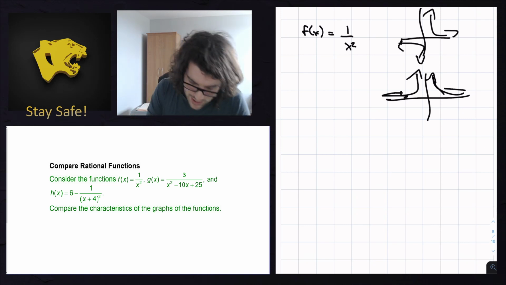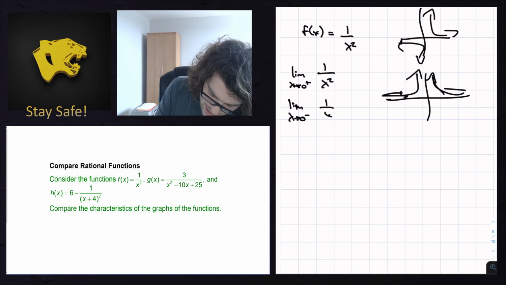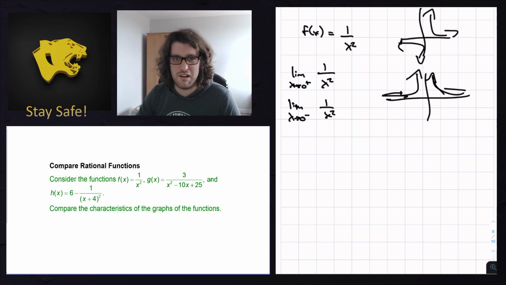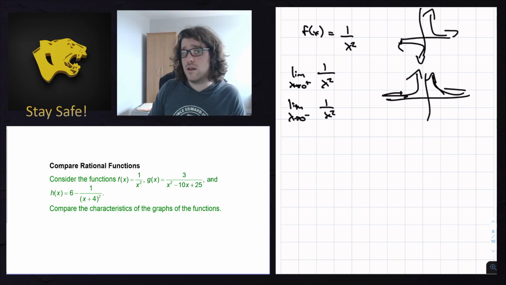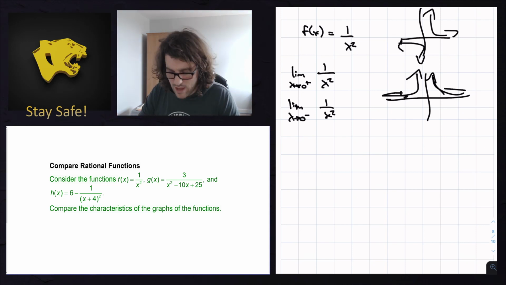If you wanted to assess this, you would ask what's the limit as x approaches 0 from the right of 1 over x squared, and what is the limit as x approaches 0 from the left of 1 over x squared. You could use test values like 0.0001 and negative 0.0001, and see that because it's squared, it doesn't matter whether it was negative or positive. You get really, really large positive values, so they both shoot up towards positive infinity.